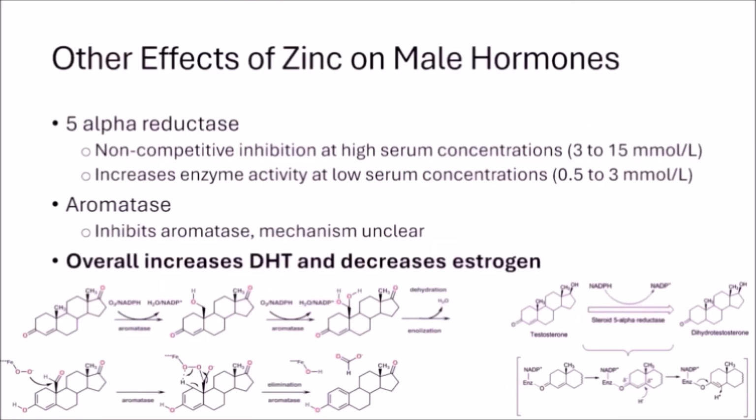So zinc not only helps the sex hormones to bind through the nuclear receptor, but it also acts as a cofactor for 5-alpha reductase and aromatase. And so overall, by having an increase in DHT and a decrease in estrogen, you can see how that would lead the overall system to have an increase in androgenic activity.